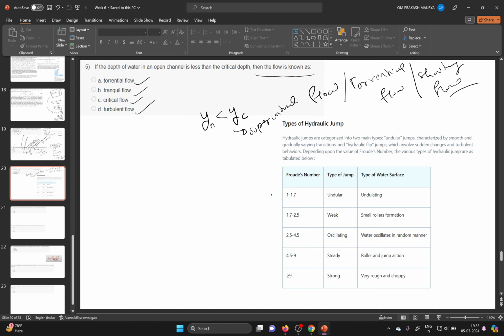Always remember, here some table is given. If the Froude number is between 1 to 1.7, the jump type is undular and the water surface is undulating. If between 1.7 to 2.5, weak jump, small rollers formation. If 2.5 to 4.5, oscillating, water oscillates in a random manner. 4.5 to 9, the jump type is steady, roll and jump action will be there. Greater than 9, it is a strong jump, with a very rough and choppy water surface.